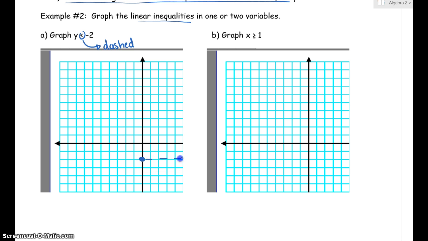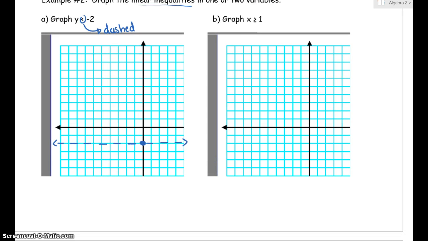So here's what we do. Draw a dashed line. And it's a horizontal line because it's a y equals negative 2 line. And then what we do is test a point. I'm going to do the testing underneath. So the easiest point is a point that you can kind of do in your head.